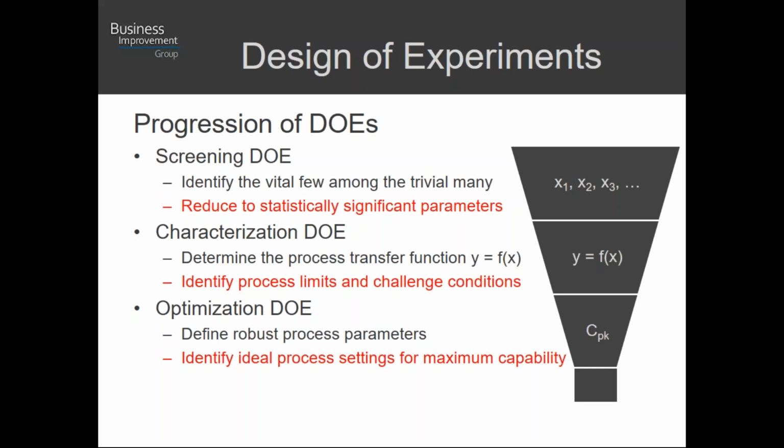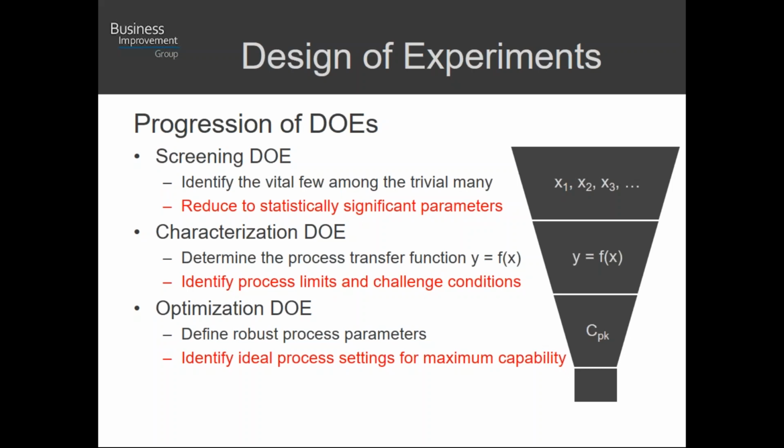So we do the screening to identify the vital few among the trivial many, and it allows us to use statistics to reduce those factors down to only the most important ones, only the ones that really make change on the output. Then we do the characterization. We want to determine what's called the process transfer function, this magic function y equals f of x. I can tell you what the output is going to be based on the input. As I mentioned, there's a lot of power, a lot of advantage of knowing that. And through that, we could also identify what we call the process limits and challenge conditions.